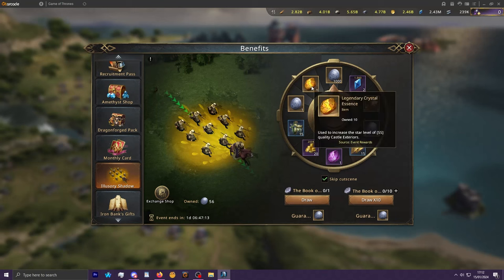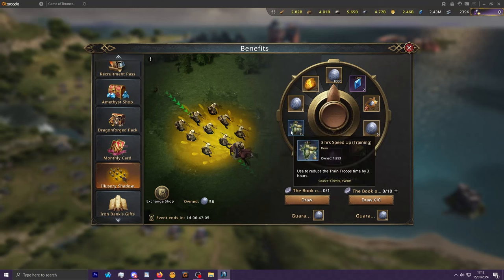So if you're curious, this replaced another instance of the purple Castle Awaken essences. This replaced another instance of the legendary Castle Awaken essences. And also these training speeds are new. These replaced friendship chests, which were there previously.